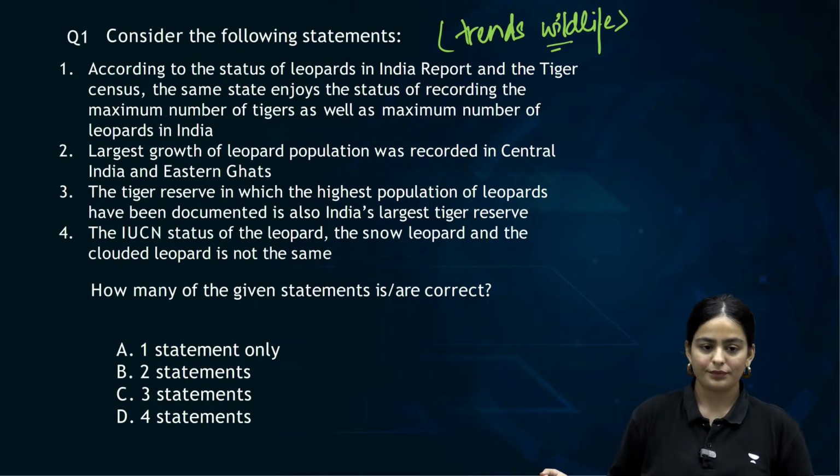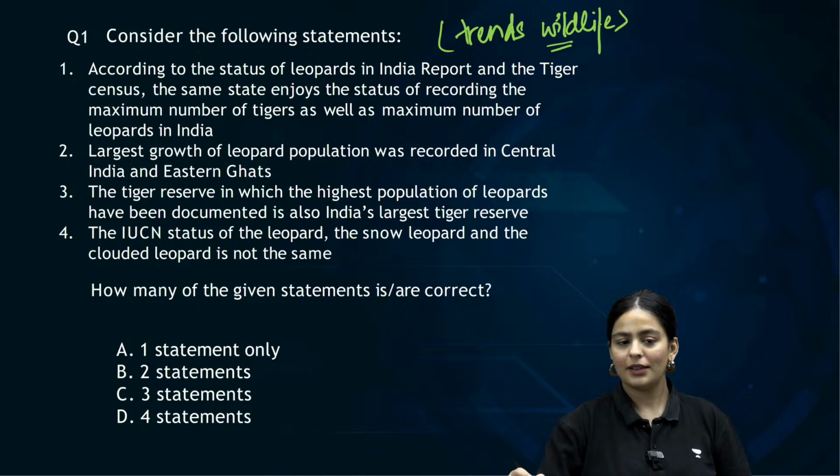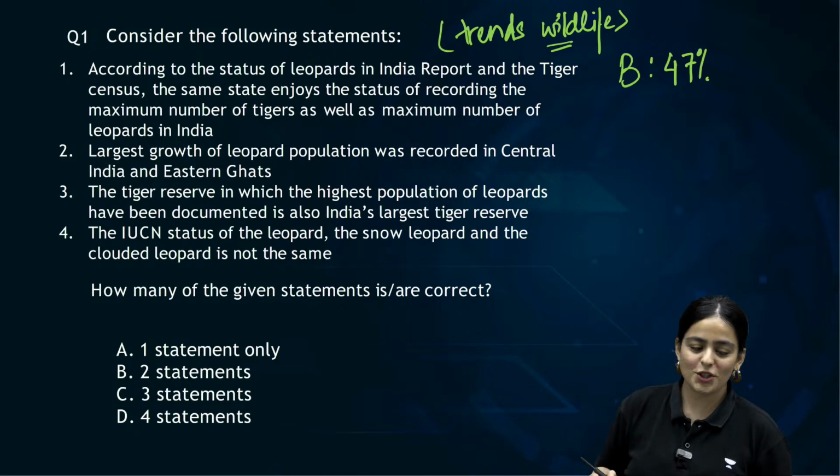Done? Let's see first what have you marked. Most of you have marked B, which is 47%. Let's discuss this question now.